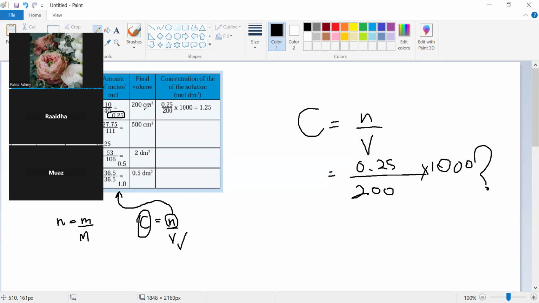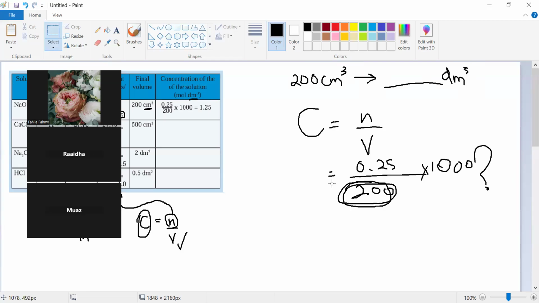can you see the volume is given in cubic centimeter? But they want you to find it in cubic decimeter. So 200 cubic centimeter, you have to convert it to cubic decimeter and only put it here. You can't just put 200. Understood?